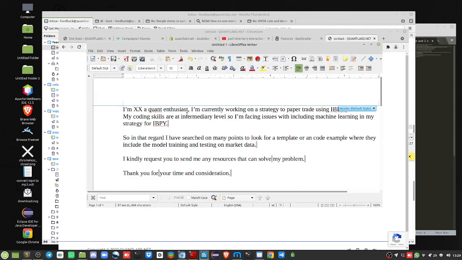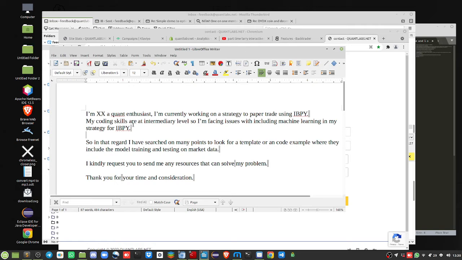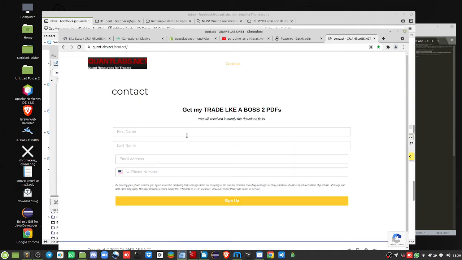I'm a quant enthusiast. I'm currently working on a strategy to paper trade using Interactive Brokers, or IBPY. My coding skills are intermediary, so I'm facing issues with including machine learning in my strategy for IBPY. So in that regard, I have researched many points to look for a template or code example where they can include model training and testing on market data. I kindly request you to send me any resources that can solve my problem. It might be because of your package that you're using.